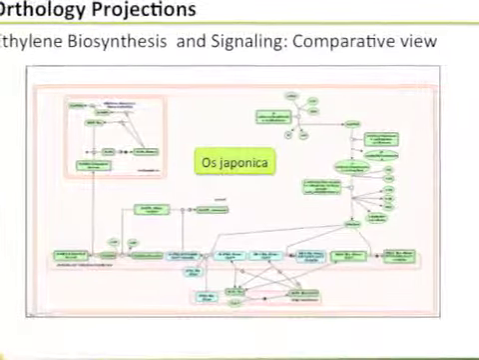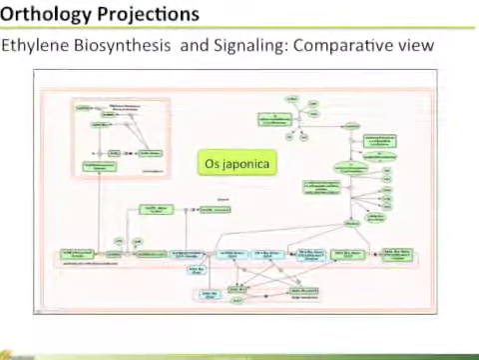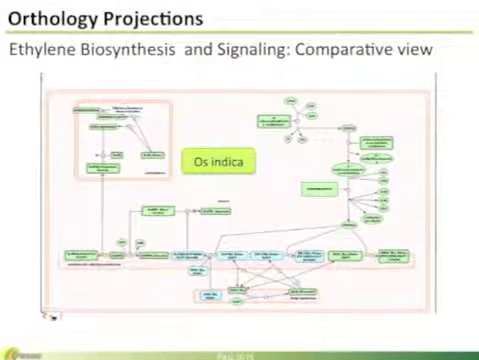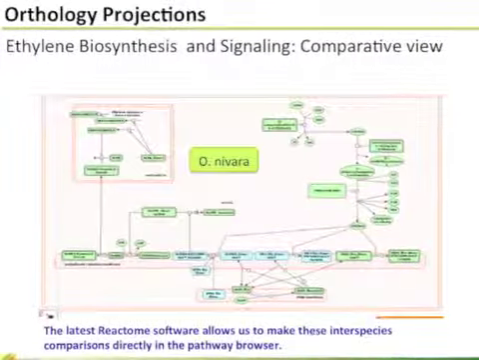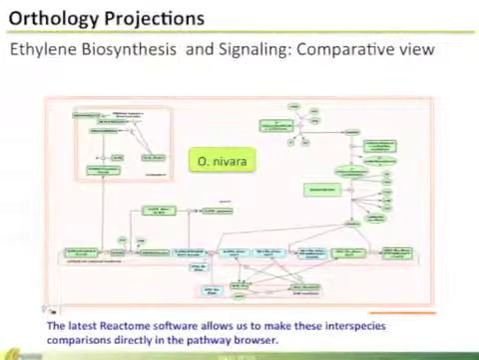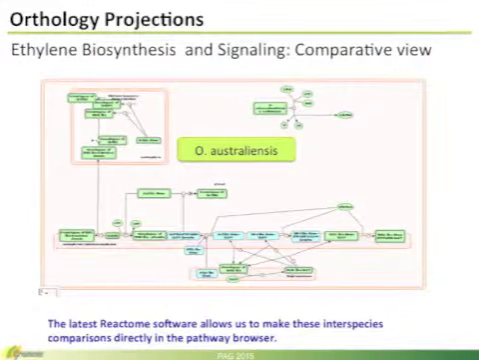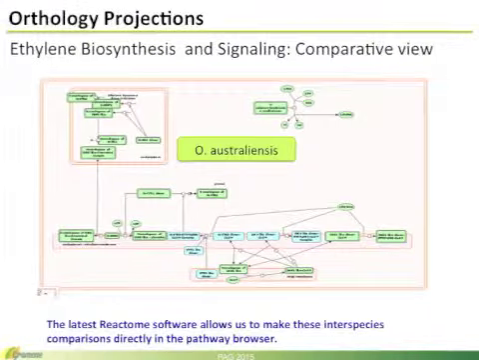In another case, say with ethylene biosynthesis and signaling, if you do a similar comparative view and move from Japonica through Indica, you see that they're the same visually. But then if you jump to something like Australiensis, there's a portion missing. Just back up and move to it again. You'll see it on the upper right-hand side.